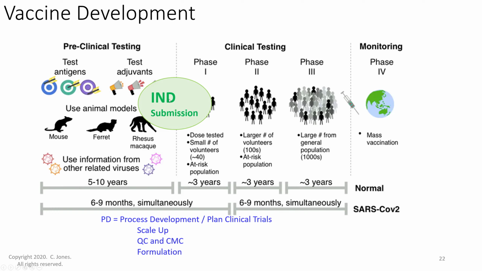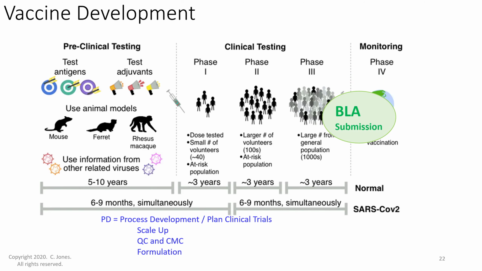So if everything looks safe, we submit this to the FDA as an IND. The FDA reviews it. Then they approve the clinical trials. If the clinical trials work, we submit a BLA, a biological license agreement. The FDA reviews that. And if that looks good, then this goes on the market, and we do mass vaccination. And a phase 4 is when individual doctors report adverse events. And then the FDA decides if those adverse events are so much that we need to pull the drug from the market, or that the risk benefit is acceptable.